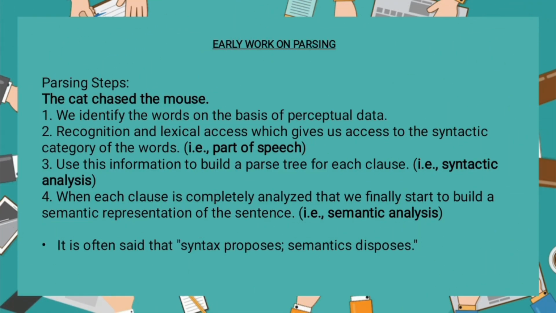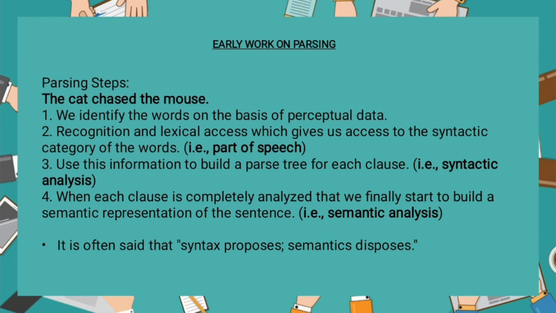Here are the parsing steps. For example, the cat chased the mouse. The first step is the perceptual data. We see the written words: the, cat, chased, the, and mouse. In recognition and lexical access, we recognize each word and access their information.